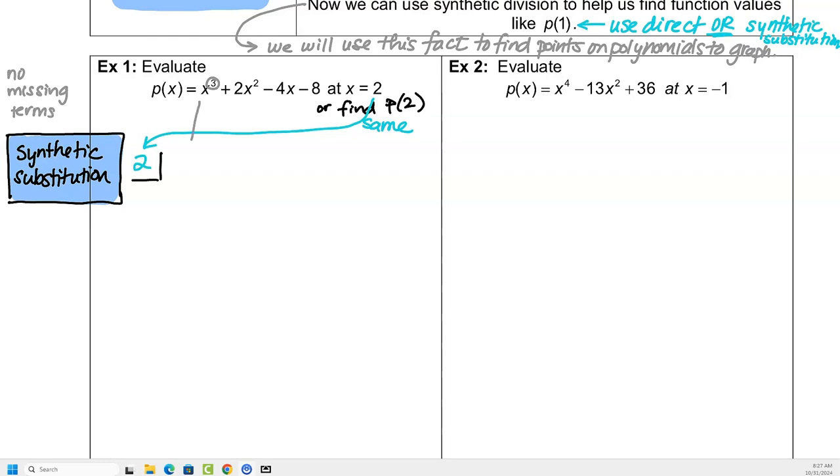So I can bring down the coefficients. So 1, 2, -4, -8. Leave space below all of those. Okay, and this is what I know, before I even get started: whatever the value is that I get in this location as the remainder, this will be p of 2.